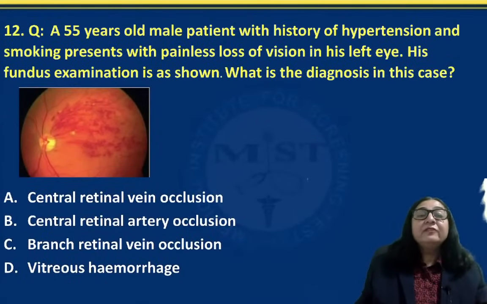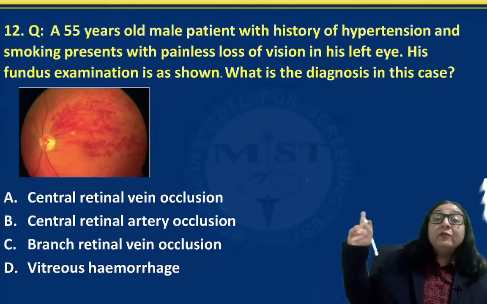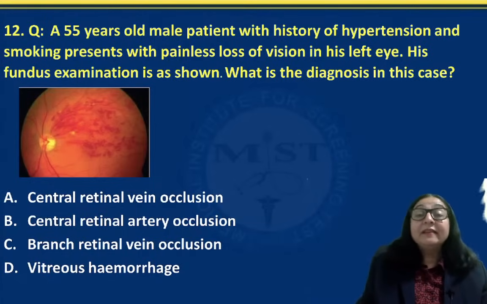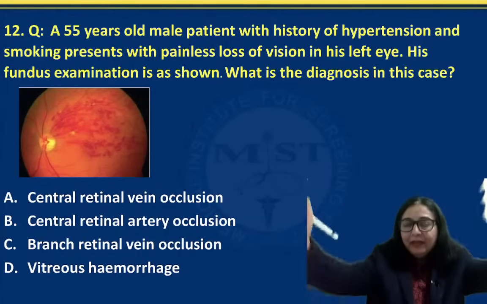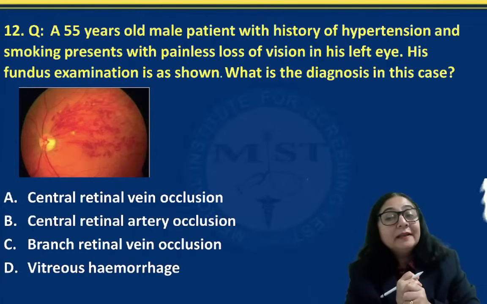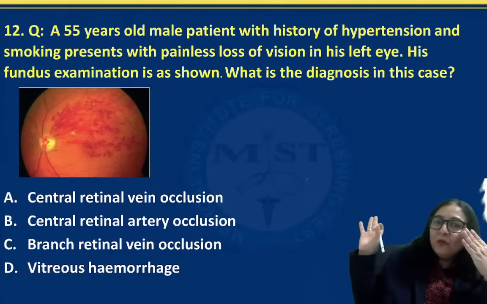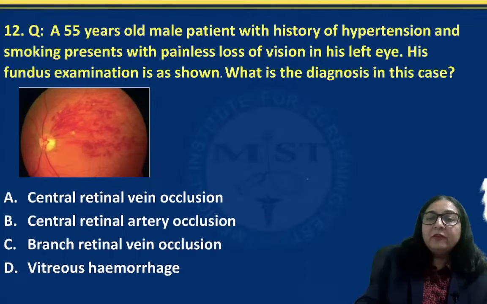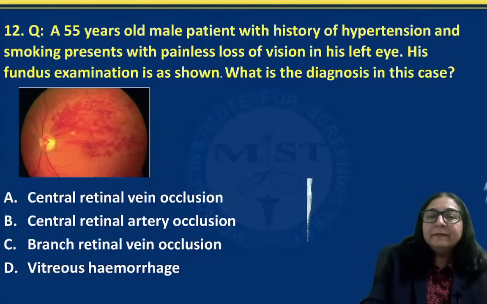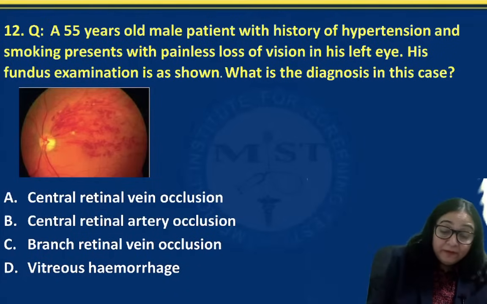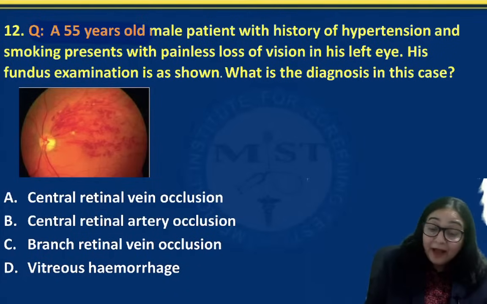A 55 years old male patient with history of hypertension, smoking presents with painless loss of vision in the left eye. Okay, so you can get a question based upon the clinical case scenario and a fundus image. So let's see what this question is about. What we are seeing here is a patient who is 55 years of age, with hypertension and smoking.